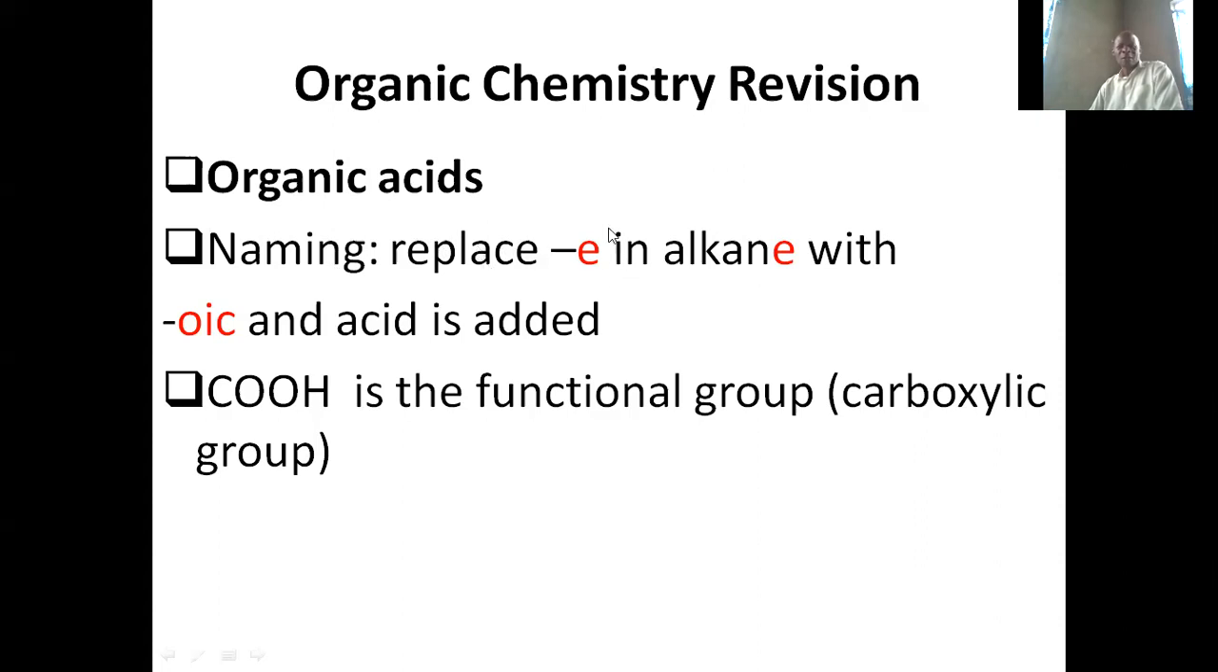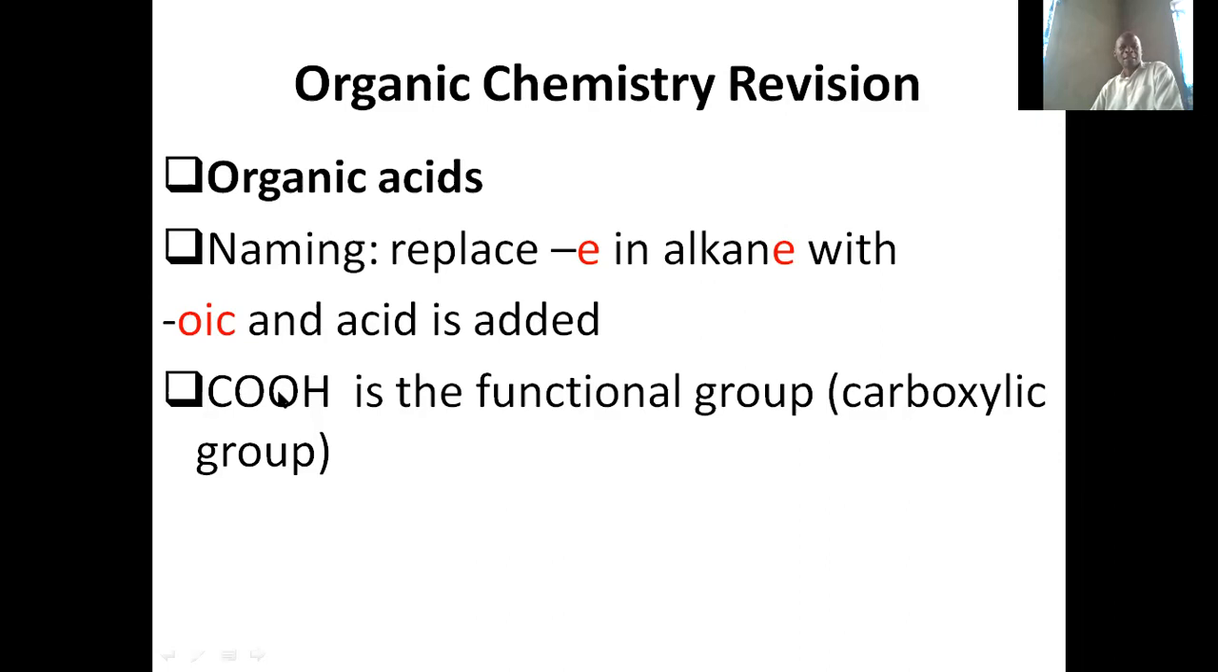Actually, the E on an alkane is replaced with the OIC, which is oic, and the word acid is added in front. So for an alkane, the E at the end of the alkane is replaced with the oic, and then you add the word acid in front.